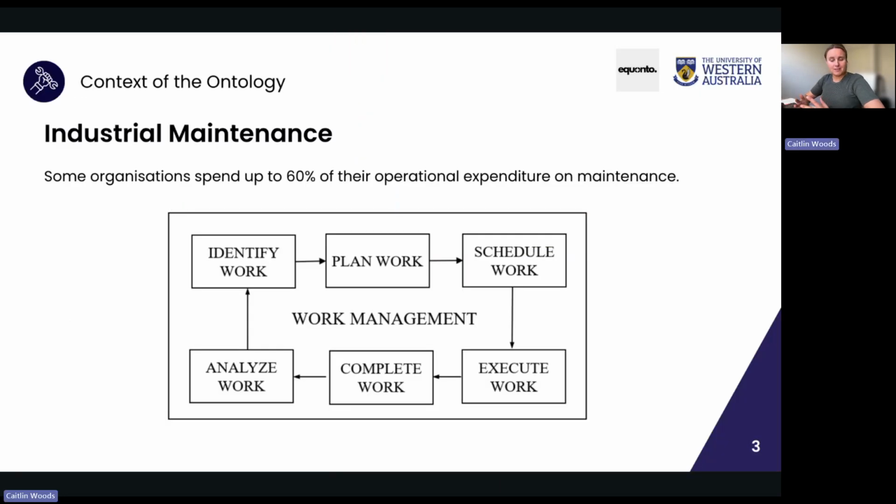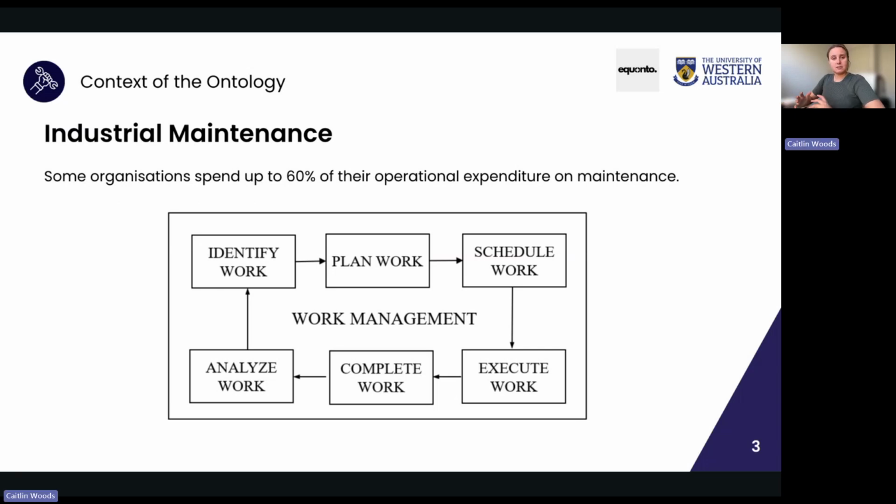So industrial maintenance is the activities performed by organisations to keep their heavy equipment, such as pumps, trucks, etc., operating as planned. And this is a huge operation for many organisations, with some organisations spending up to 60% of their operational expenditure on maintenance. And for a very large company, this can amount to millions or billions of dollars every year.